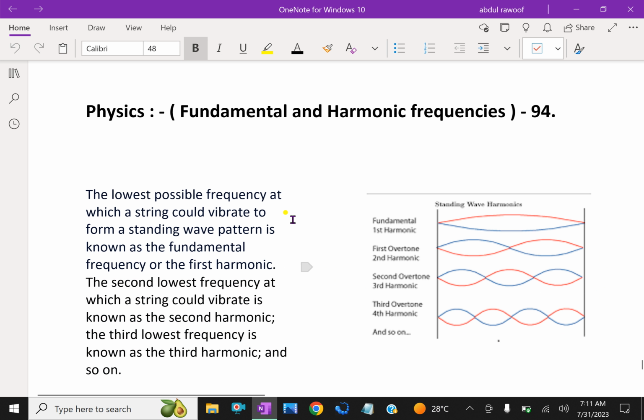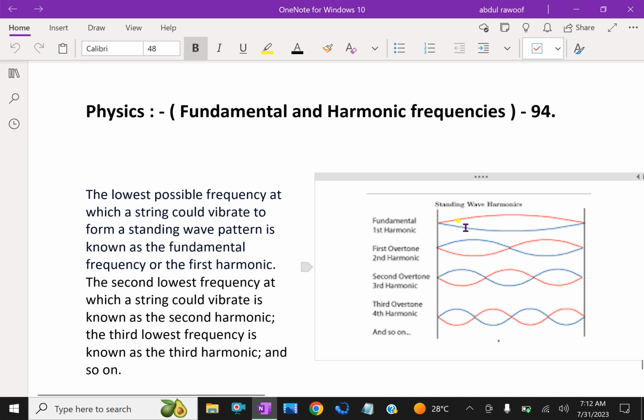In physics, let us discuss fundamental and harmonic frequencies. The lowest possible frequency at which the string would vibrate to form a standing wave pattern is known as the fundamental frequency or first harmonic. The second lowest frequency at which the string could vibrate is known as the second harmonic. The third lowest frequency is known as the third harmonic, and so on.